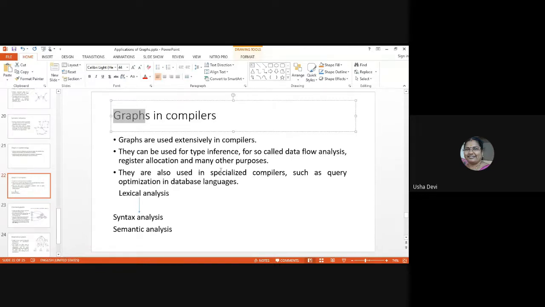You may have some specialized compilers that will also do query optimization. What are the steps that you can minimize within this? That comes under the optimization process. Something that is not necessary, you may neglect it. Something you can do in parallel form, that should also be applicable. That will minimize the timings. Based on that, you may do the optimization process. That comes under graphs in compiler applications.